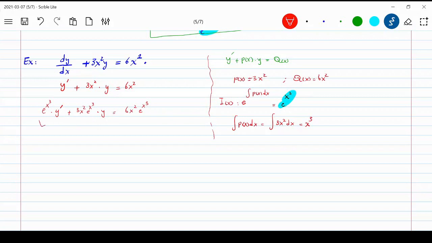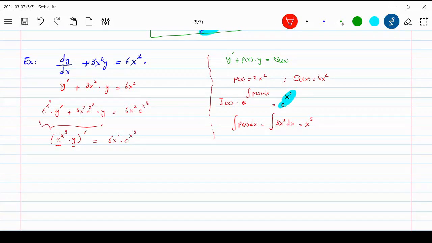Then this left hand side basically could be written as e to the power x cubed times y, derivative. Because if you do the product rule, it would be derivative of that multiplied by y, and derivative of y multiplied by e to the power x cubed. Derivative of e to the power x cubed would be e to the power x cubed times 3x squared. So this is basically written in terms of the product rule. On the right hand side, what we have is 6x squared e to the power x cubed.